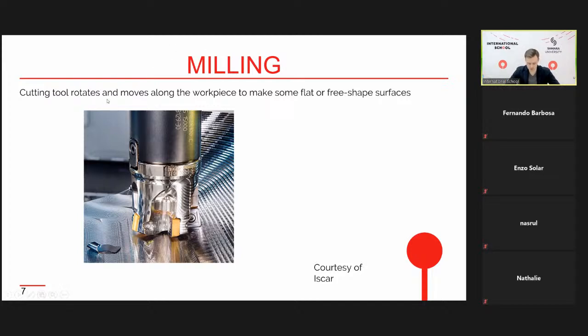So in the milling process, the cutting tool rotates, and the axis of rotation is also vertical, talking about this picture. The cutting tool moves along the workpiece to make some flat or free shape surface. We can see a flat surface here, the bottom of this part. An example of a free shape surface is this inclined wall of the part.